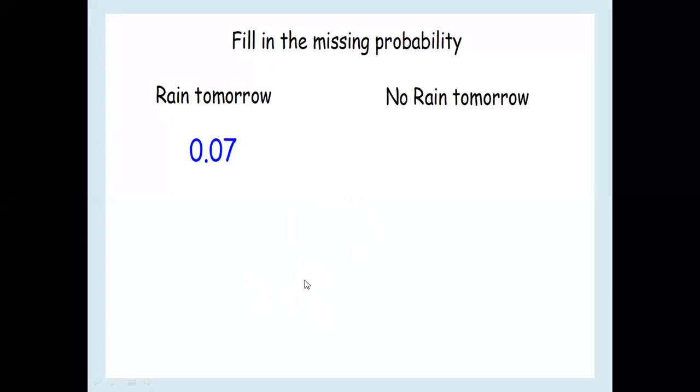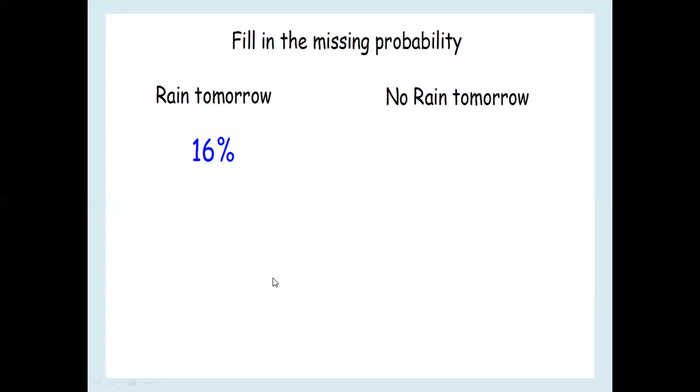This one, it will rain tomorrow, 0.07. So no rain tomorrow. Lubna. 0.93. Excellent, Lubna. Yes, it's 0.93. Let's go to percentages. Percentages, I think, are so easy. If you have 16% as the probability of raining tomorrow, what's going to be the percentage of no rain tomorrow, Jude?